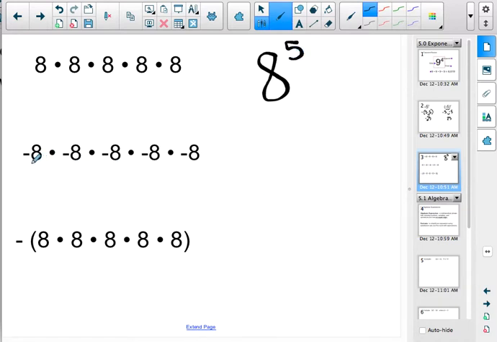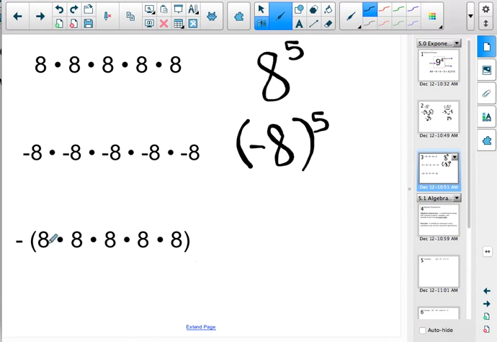The next expression is negative 8 times negative 8 times negative 8 times negative 8 times negative 8. This time our base is negative. And if you remember from the previous screen, when the base is negative, that means that the exponent is touching the parentheses. So we need parentheses in this problem, and the exponent goes outside of them. Whoops, that should not be a 2 there, that should be a 5. So the 5 touches the parentheses, which means that everything inside the parentheses becomes the base. Those two problems are the same.